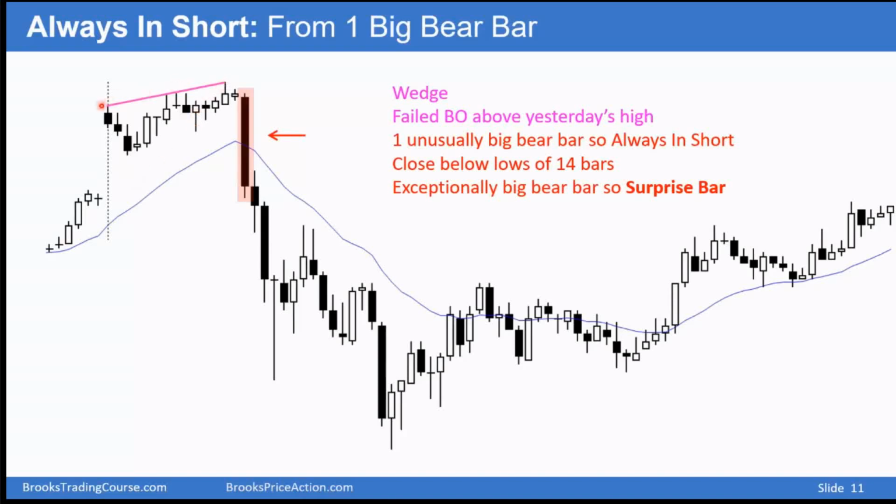We're in a bull trend. We have a small wedge rally, and then we have a surprisingly big bear bar. A surprise bar, low probability event. Probably we'll get at least a small second leg down. Here we got a swing down. One unusually big bear bar like this is enough to make the market always in short. If you have to be in the market, if that's your style of trading, if you always want to be in the market all the time, if you were long, you have to get short with this bar.